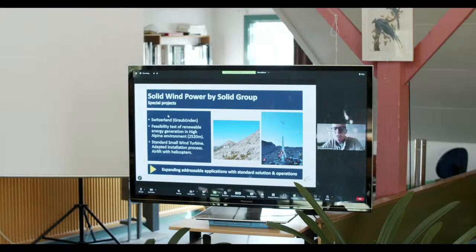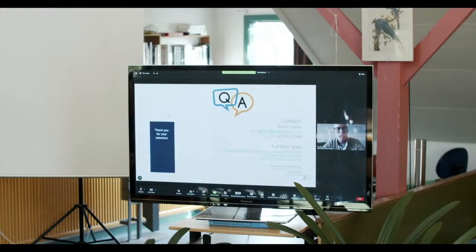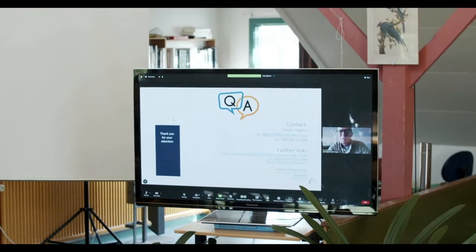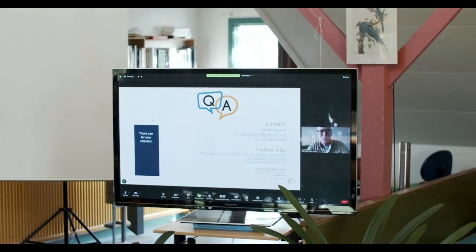Now we have to see within the next 12 months how the turbine and the wind turbine application itself performs in these conditions. But very exciting. The project was carried out with a local partner. That sums up my presentation. I think we were allowed to have 25 minutes. I'm open to any questions.